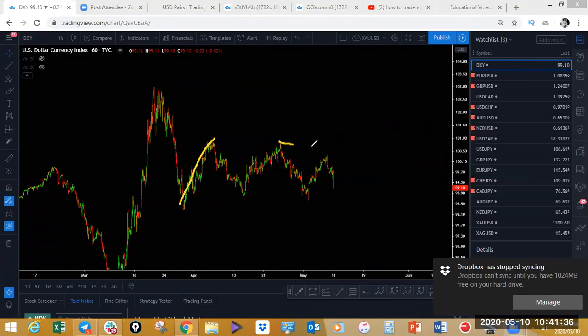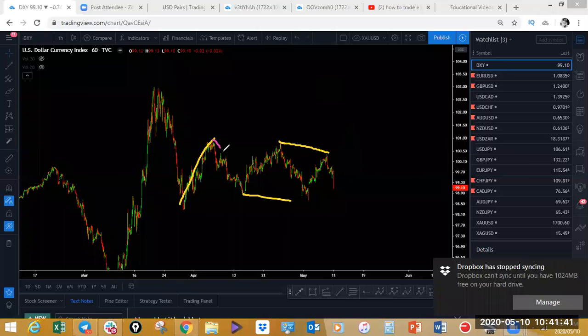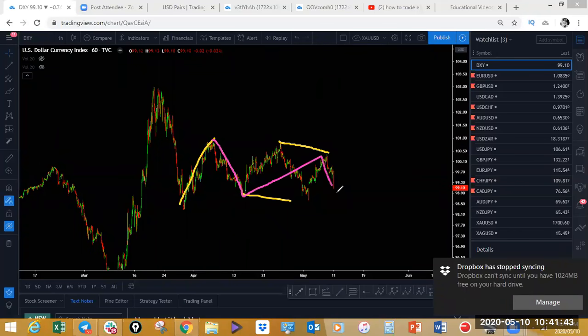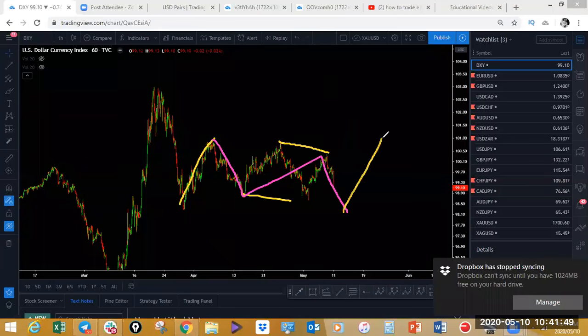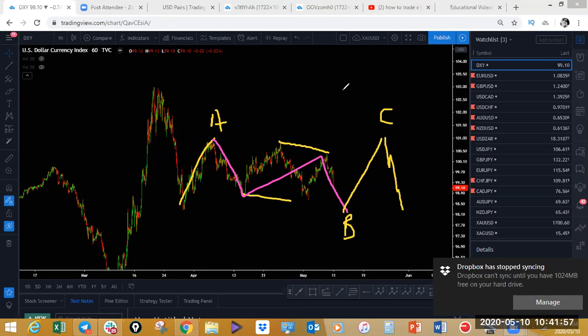Now, if the structure changes, this is what we're going to look at. If the structure changes, that means this is a corrective structure, and you've got this here in the lower degree. 1, 2, 3. Still the same structure, different path in the corrective structure. So that means that's the A, that's the B, and that will be our C. And then we'll look for this one to continue lower. Let's use this red degree. This structure, this structure. That means this is going to be an A in the higher degree, and a B will be the whole structure here on the dollar index.